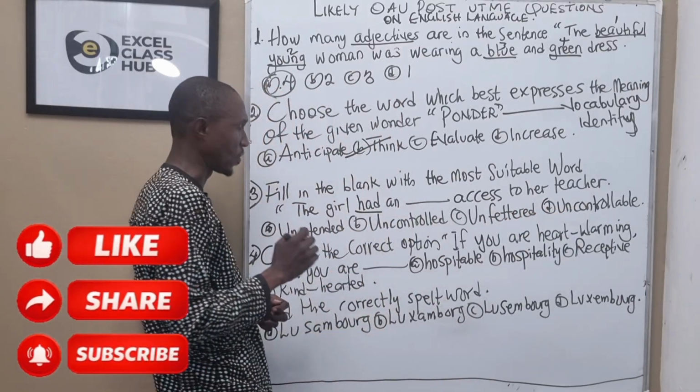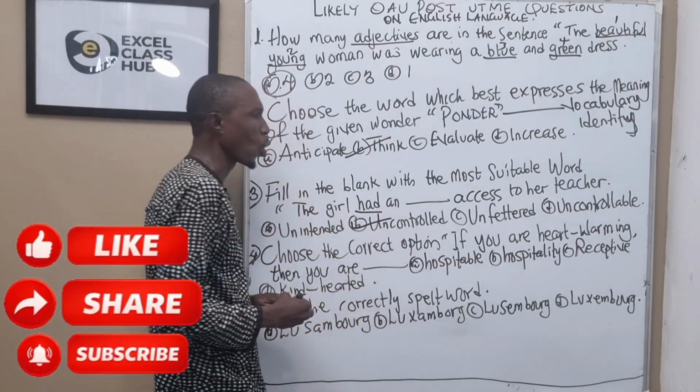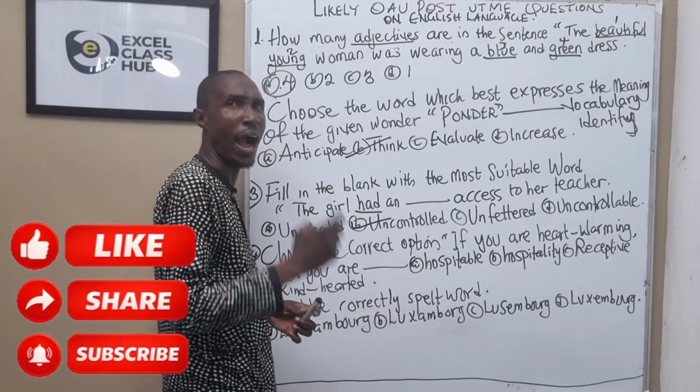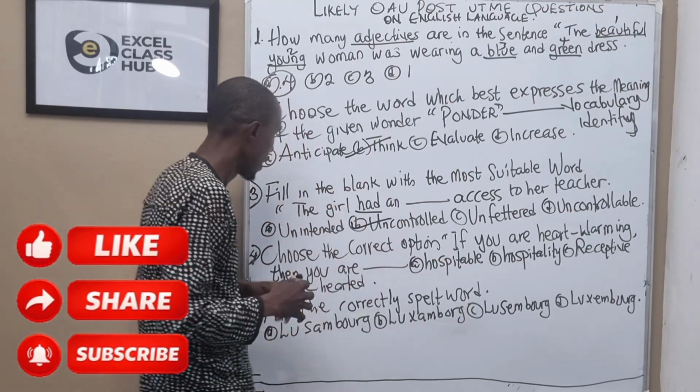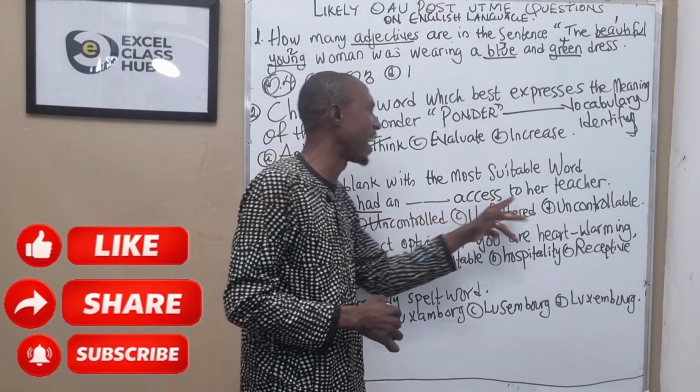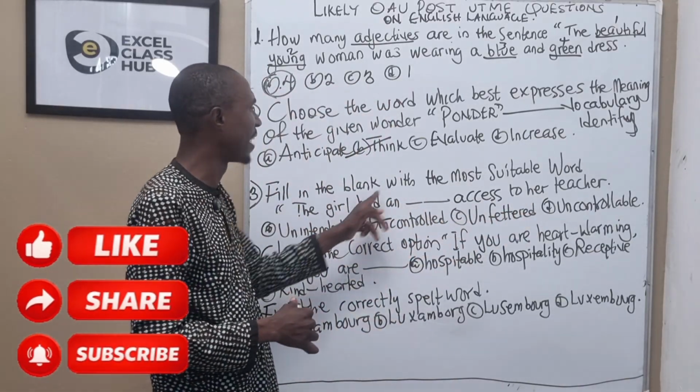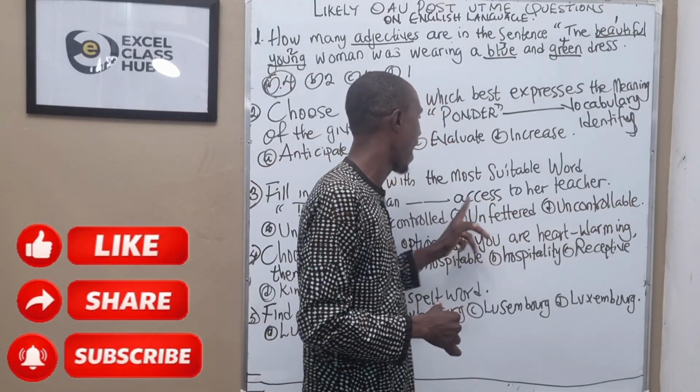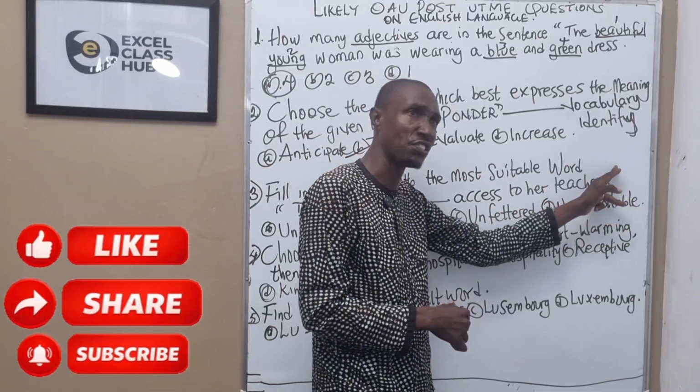So in this question, the answer is what? Uncontrolled access to a teacher. Please take note. The girl had an uncontrolled access. We can say what? The girl had an uncontrollable what? Access to a what? Teacher.